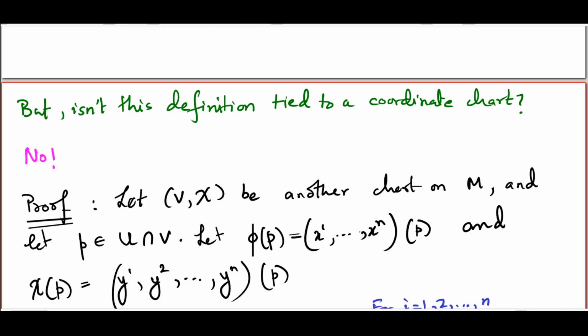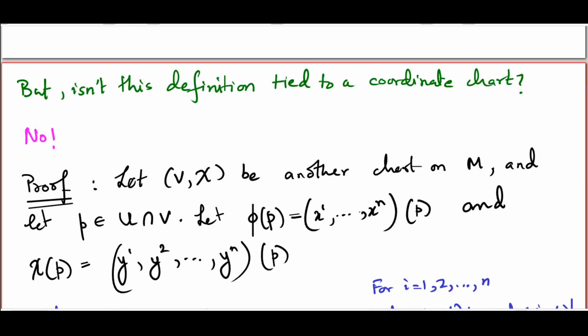Whereas chi of P can be broken up again into n components, y1 of P, y2 of P, up to yn of P. And this is basically what we usually mean when we say we have changed coordinates from the x's, x1, x2 up to xn, to the y's, y1, y2 up to yn.